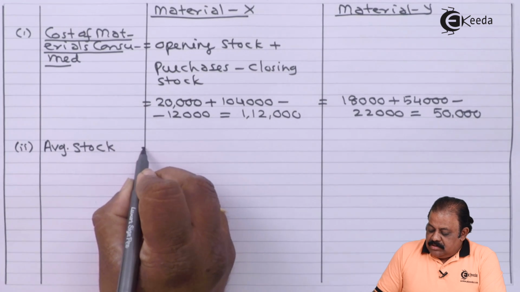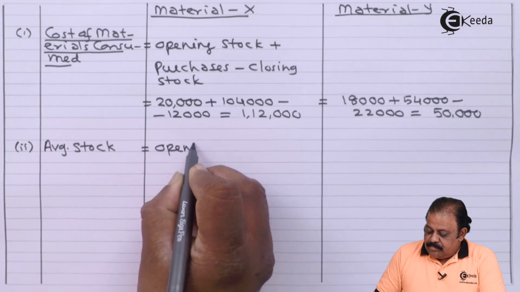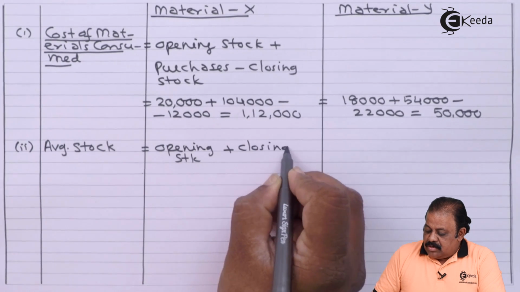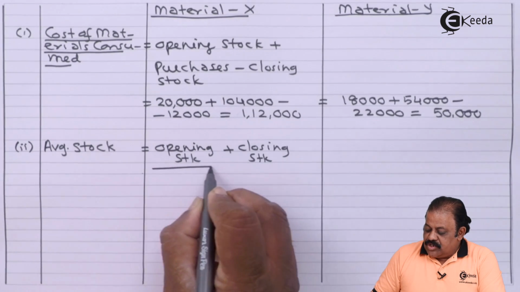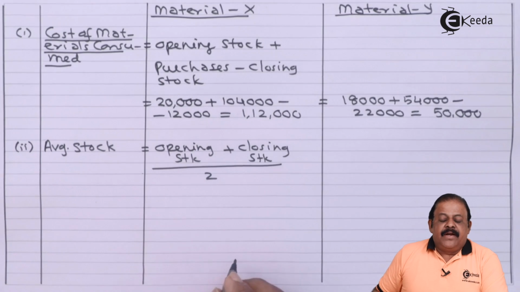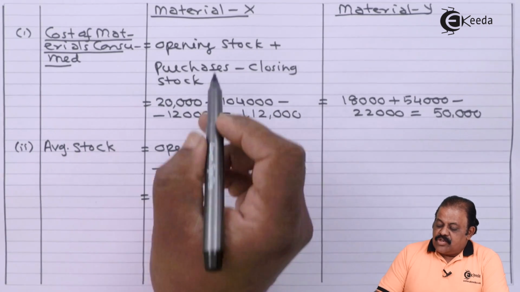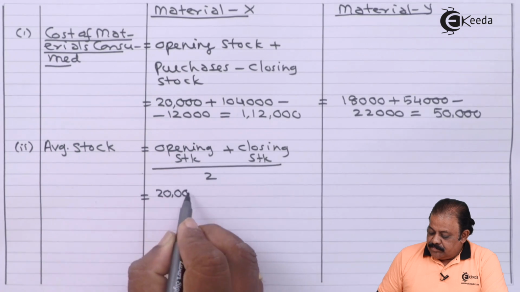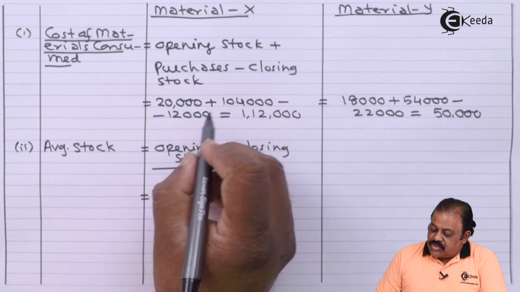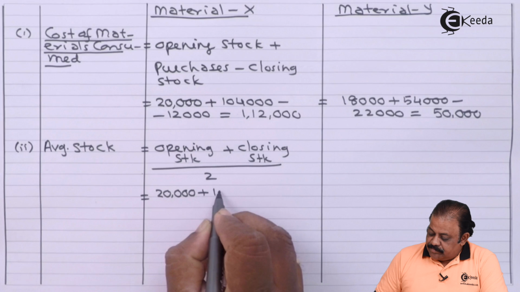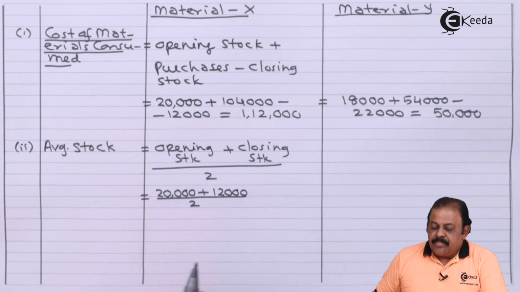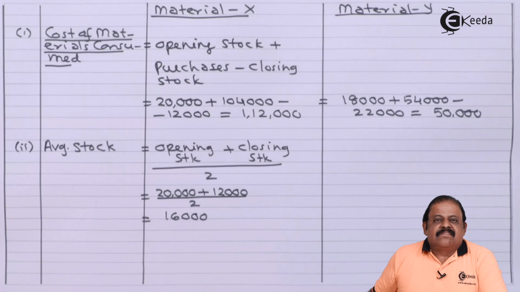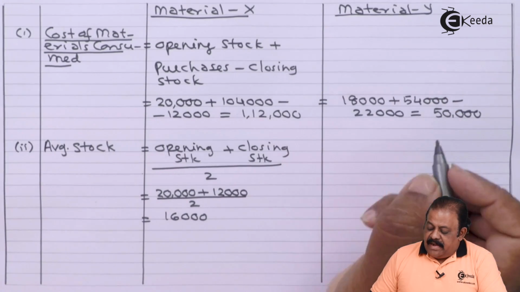Average stock, that is opening stock plus closing stock divided by 2. In case of material X, opening stock is 20,000, closing stock 12,000, divided by 2. So it is 16,000.